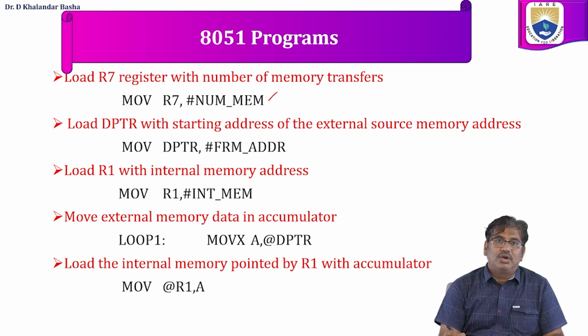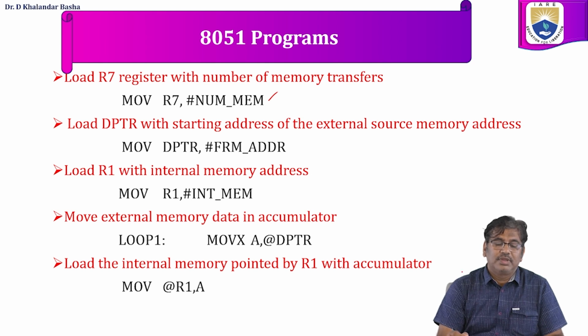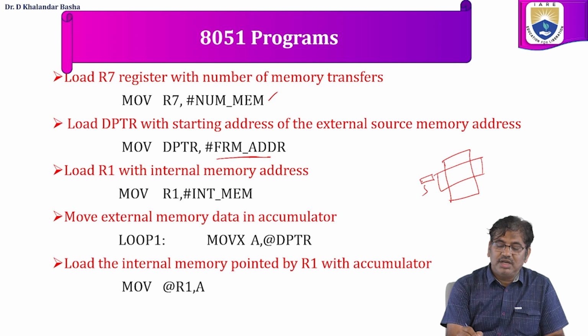First, we will load the R7 register with the number of memory locations we want to transfer. Next, the address of the external memory. Whenever we are accessing external memory, the address we have to load into DPTR. So the starting address from where the data has to be fetched is placed into DPTR. This is external memory. Whatever the source string is, the starting address, some XYZ, we have to load into DPTR.